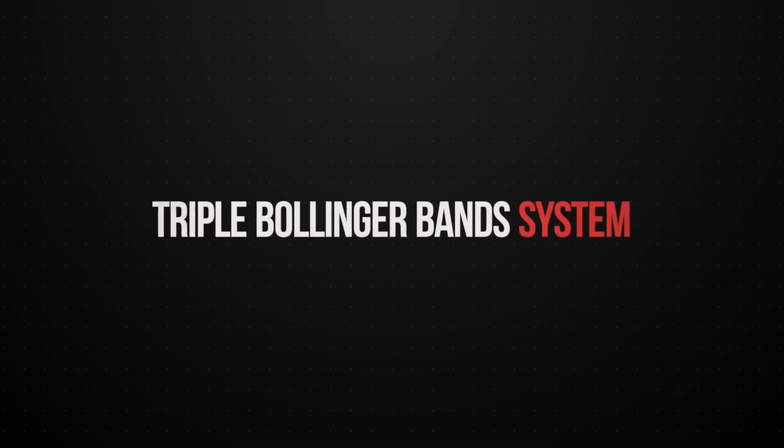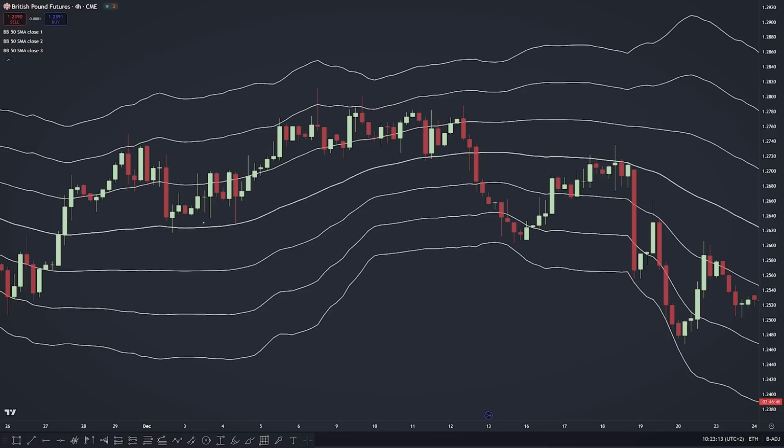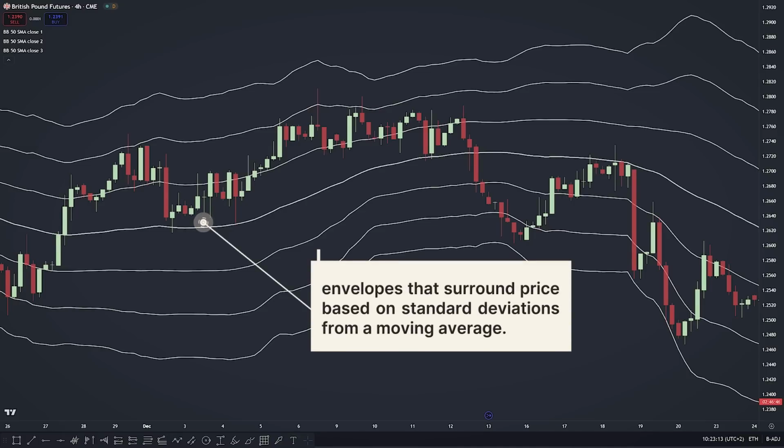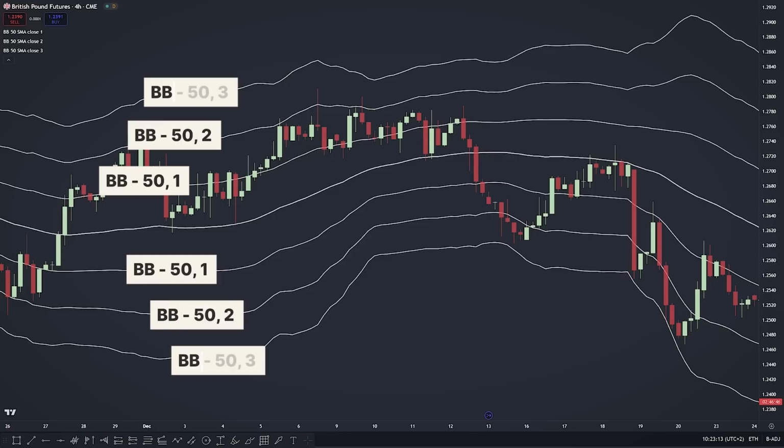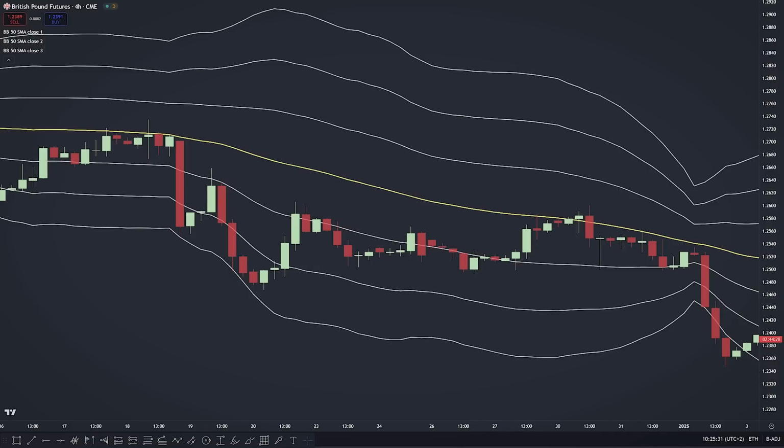Another good swing trading approach includes Bollinger Bands. A Bollinger Band is an envelope that surrounds price based on standard deviations from a moving average. For this setup, you'll use a 50-period basis, but you place 3 sets of bands, one with a deviation of 1, one with a deviation of 2, and one with a deviation of 3. That way, you get a layered effect. The middle band is your 50 SMA, a stable average that fits swing trading timeframes.